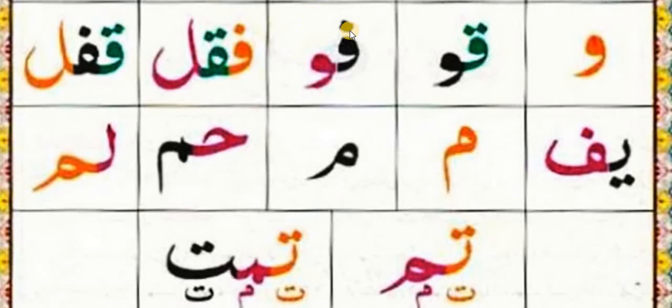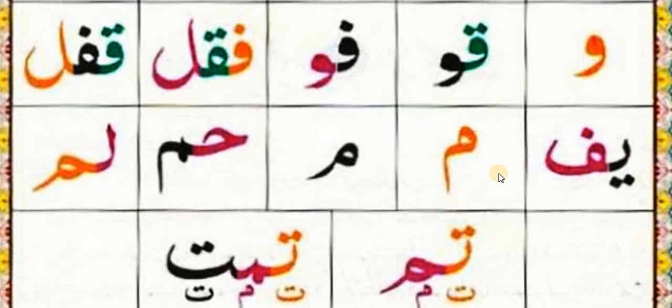Here is the short form of fa, then the short form of qaf connected with lam. Fa, qaf, lam. Qaf, fa, lam. Here is the short form of ya connected with fa. Ya, fa.